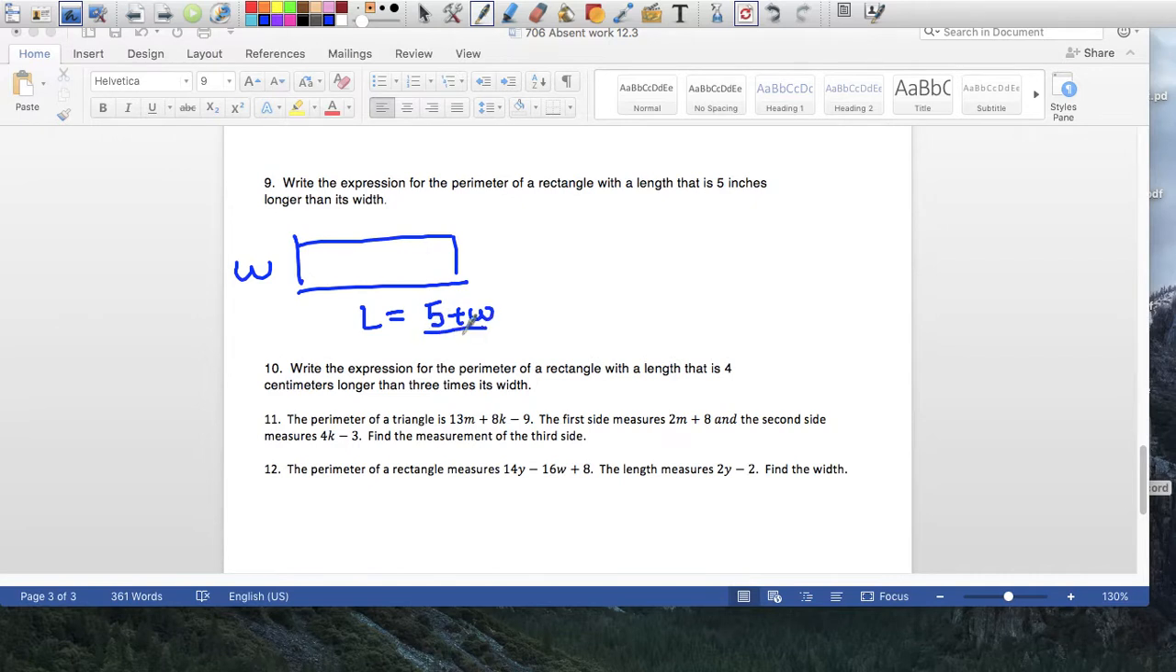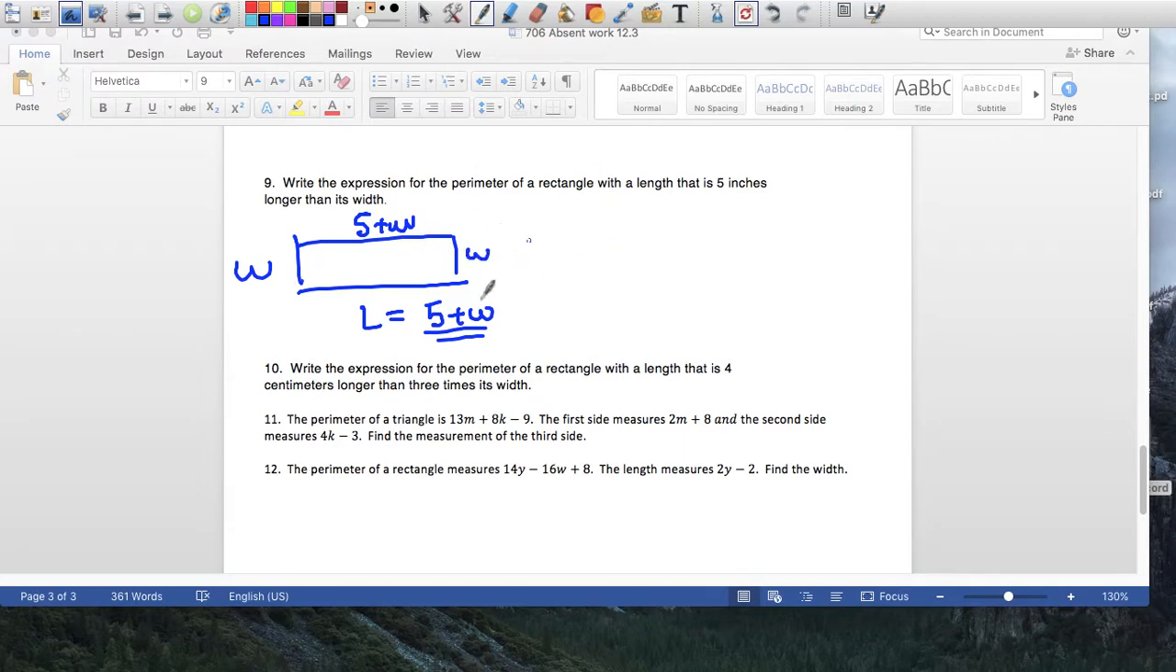Right? So I'm going to use w to represent the width. So if the width was 5, the length would be 10. If the width was 1, the length would be 5 more, which would be 6. So the length, here on top, is also 5 plus w, and this on the other side is w.